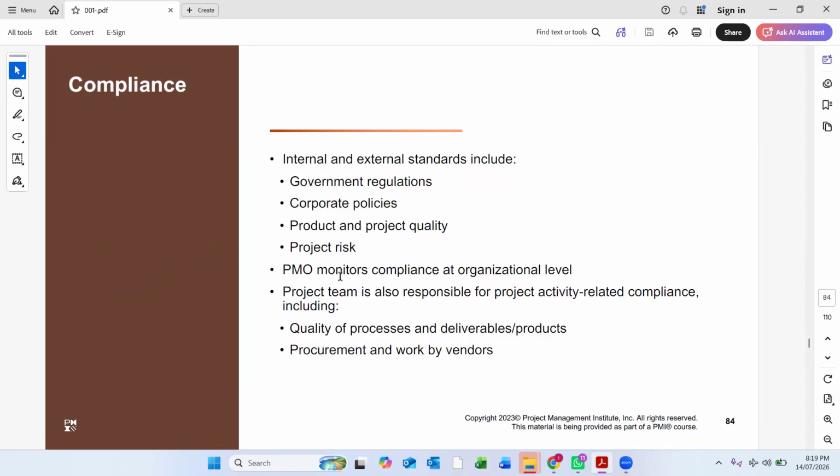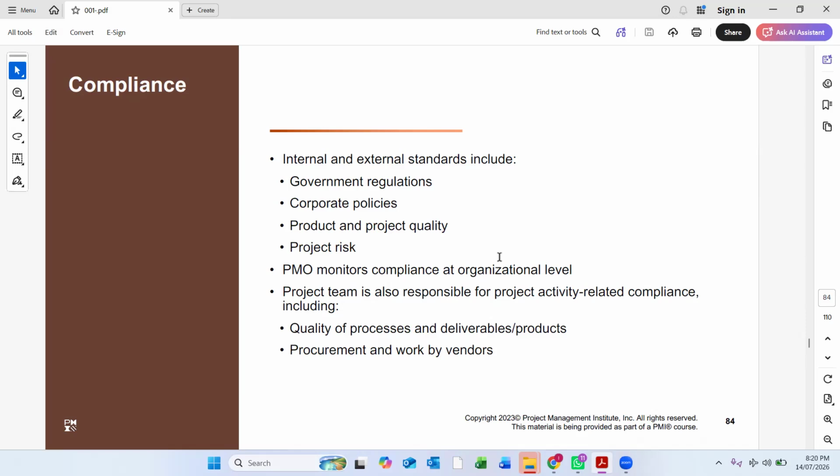So here in project compliance, there should be internal and external stakeholders, which should include the regulations, the policies, the product and project quality, the project risk. The PMO, project management office, should monitor compliance at organization level. And the team should be responsible for project activities related compliance, including quality of process and deliverables, procurement, and work by vendors. So in compliance, you should know which material you are using.